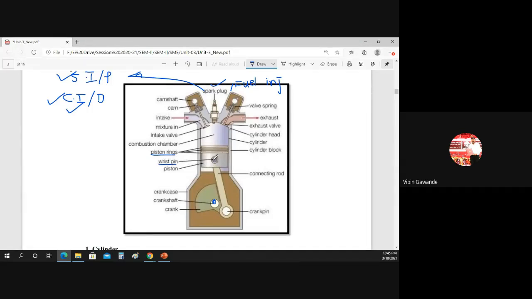This is the joint here, and this is the joint here, with the crank, with the help of the crank pin. So this is the crank pin and this is the wrist pin. Then we have the combustion chamber, that is the inside volume of the cylinder.